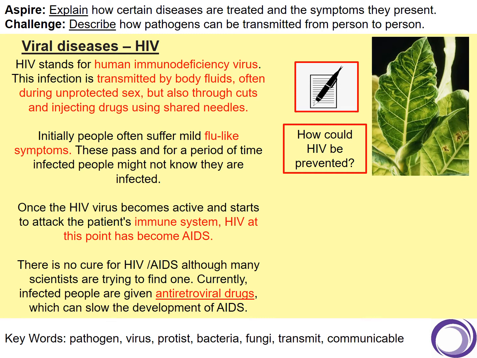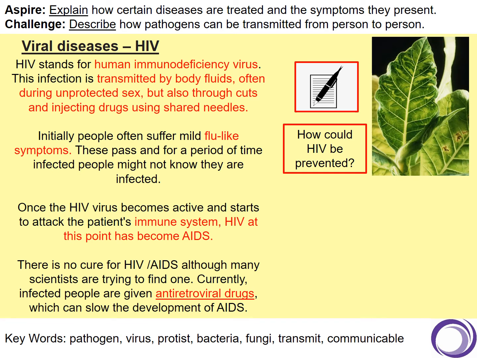So initially, when people catch HIV, they have very mild flu-like symptoms, and these then pass, so people that actually get infected just think that they've had the flu. And so for a long period of time, some infected people may not actually know that they have the HIV infection. So once the HIV virus becomes active, it will start to attack the patient's immune system. And at that point HIV becomes AIDS.